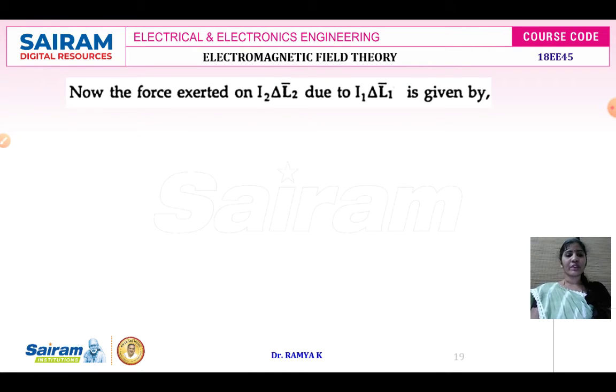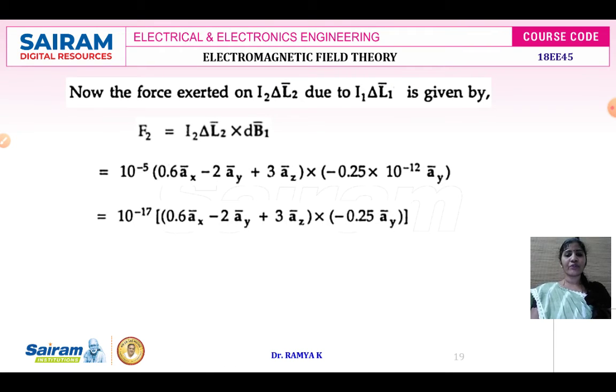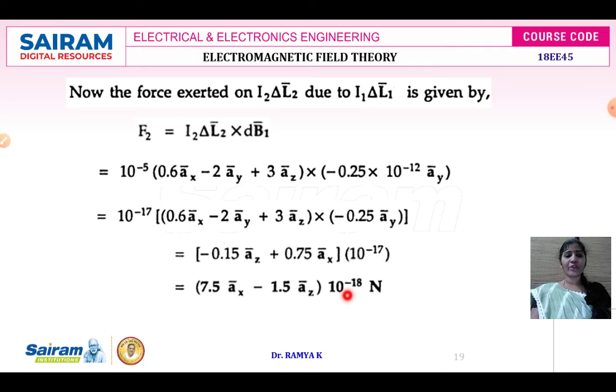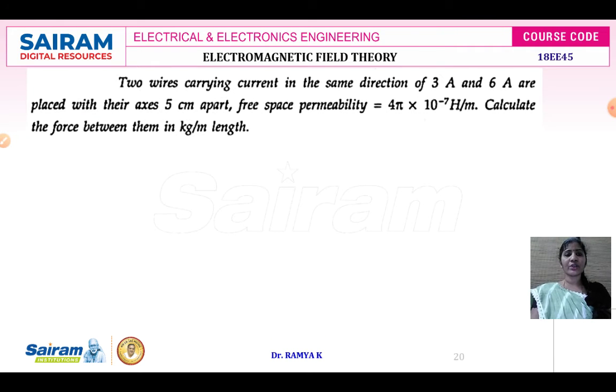After solving, we'll get the value of the force F2 as F2 is equal to (7.5 AX minus 15.5 AZ) into 10 to the power of minus 18 Newton. This is going to be the force exhibited at the current element I2 dl2 due to the current element I1 dl1. One more problem we can solve.